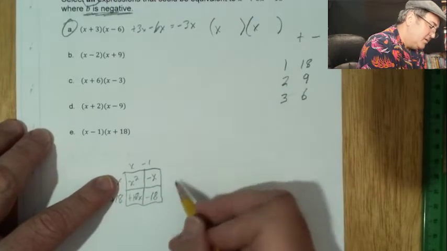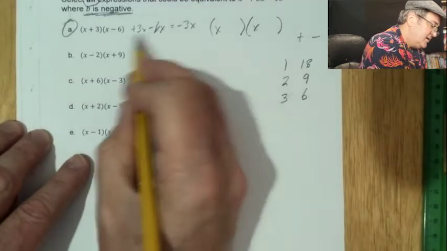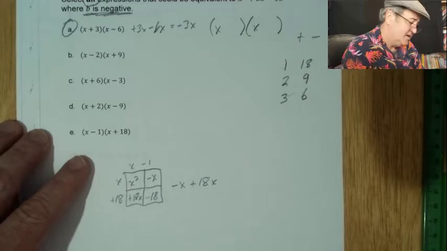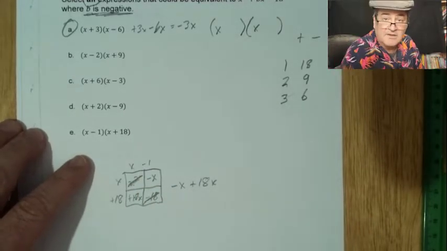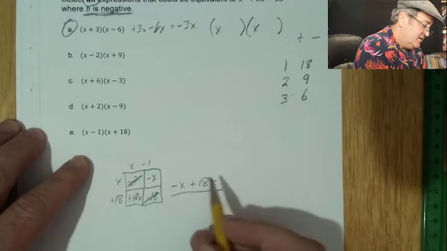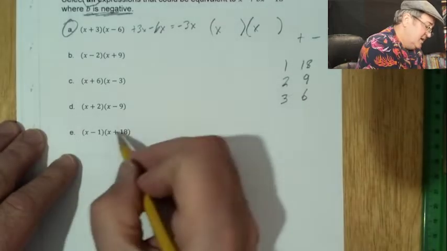Now, again, I'm only looking at the middle ones, the negative x and the plus 18x. That's why that's all I did there, was just the middle terms. I'm not worried about the x squared and the negative 18 because they're all x squared and negative 18. So this one would be a negative 1 and a positive 18. That's a positive 17x. So that was this one.